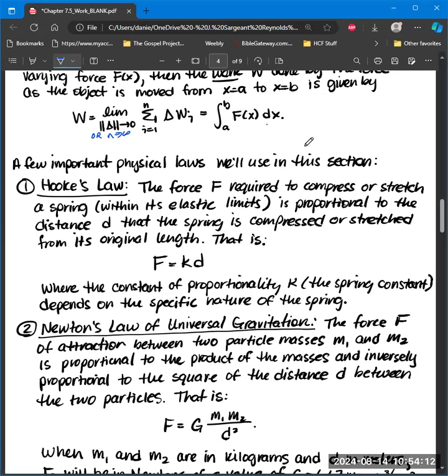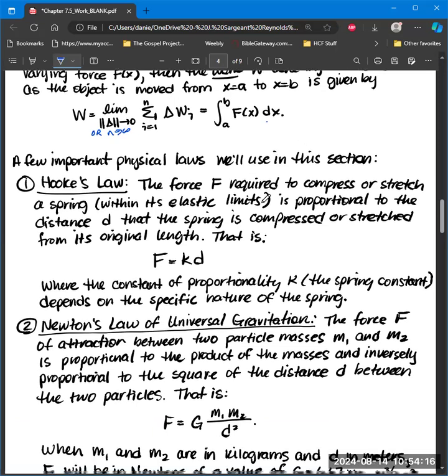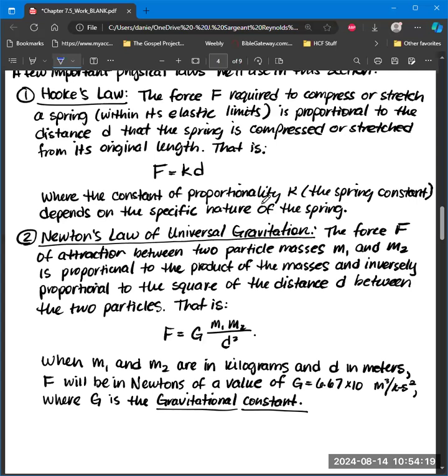A few important physical laws that we'll use in this section will be Hooke's law, which is about springs. The force required to compress or stretch a spring within its elastic limits is proportional to the distance d that the spring is compressed or stretched from its original length.